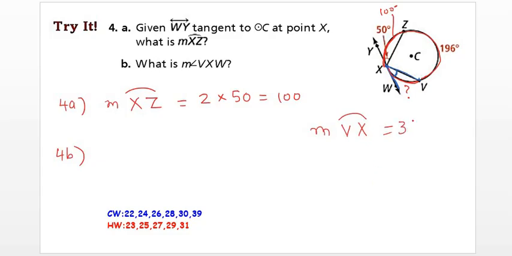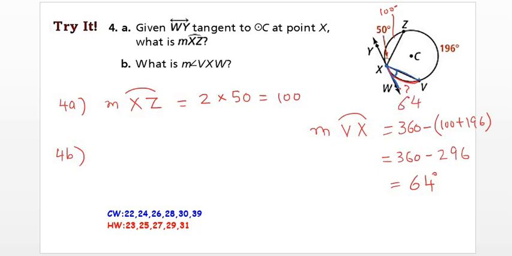Can we do 360 and subtract from it 100 plus 196, right? So it's going to be 360 minus 296. Let me check what the answer is. The answer is 64. So this red part of the arc, let me erase these ones, is actually 64, right? So I will write 64 here now.